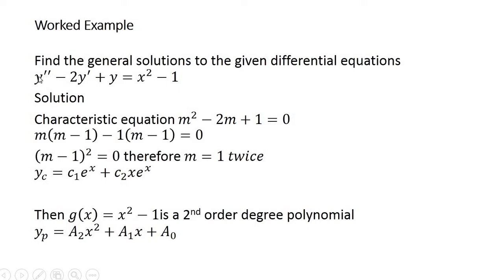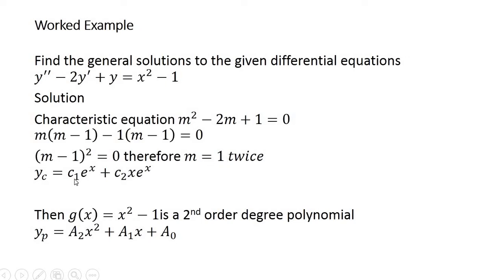The left hand side, we solve it using the characteristic equation. Where you've got the second derivative, we substitute by m squared. The first derivative, substitute by m. This is not a derivative, it's just y, substitute by 1. So our characteristic equation is m squared minus 2m plus 1 equals 0. If you solve this equation, you will obtain m equals 1 twice. So this is a repeated root.